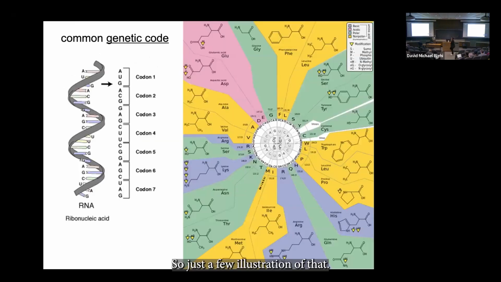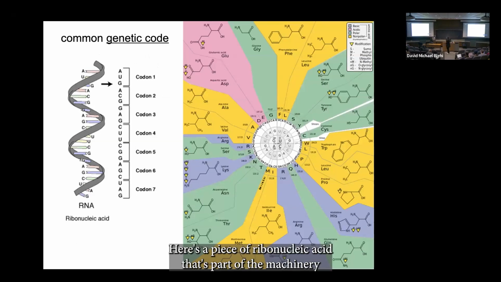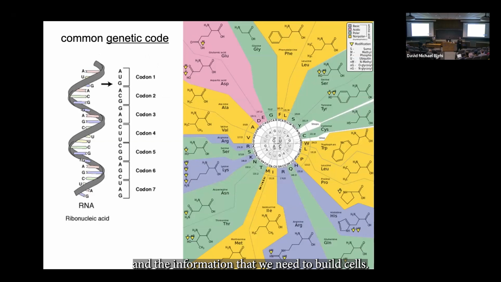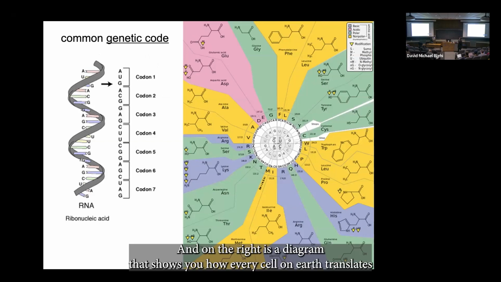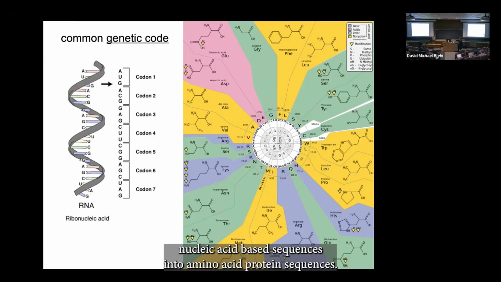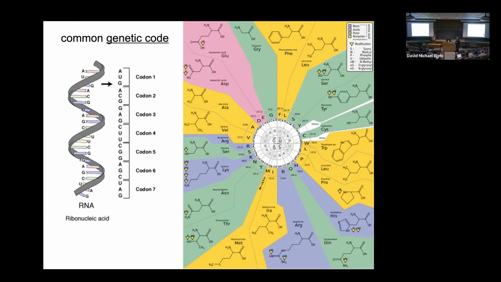So just a few illustrations of that. Here's a piece of ribonucleic acid. That's part of the machinery and the information that we need to build cells. And on the right is a diagram that shows you how every cell on Earth translates nucleic acid-based sequences into amino acid protein sequences. So all cells do that the same way.